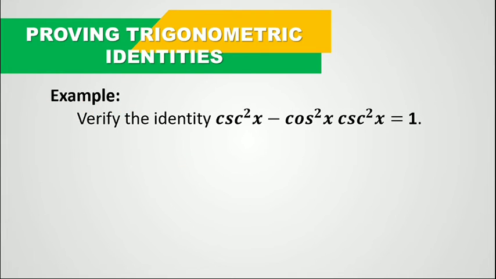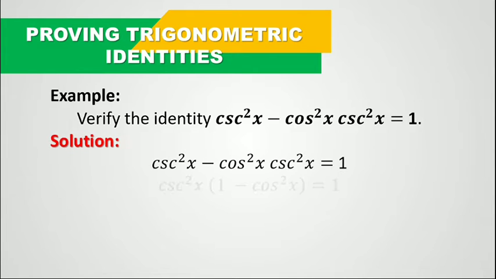Now, we have here an example. Let's try to verify the identity cosecant squared x minus cos squared x times cosecant squared x equals 1. So, solution: first we will factor the expression cosecant squared x minus cos squared x times cosecant squared x. This will become cosecant squared x times the quantity 1 minus cos squared x. So this is the result when we factor this expression.